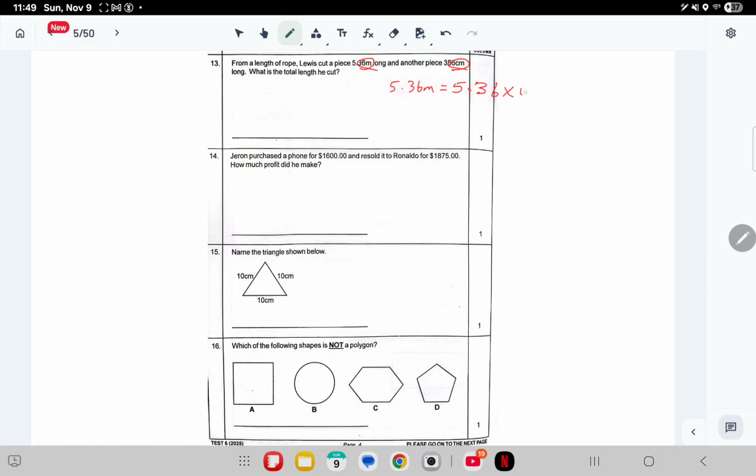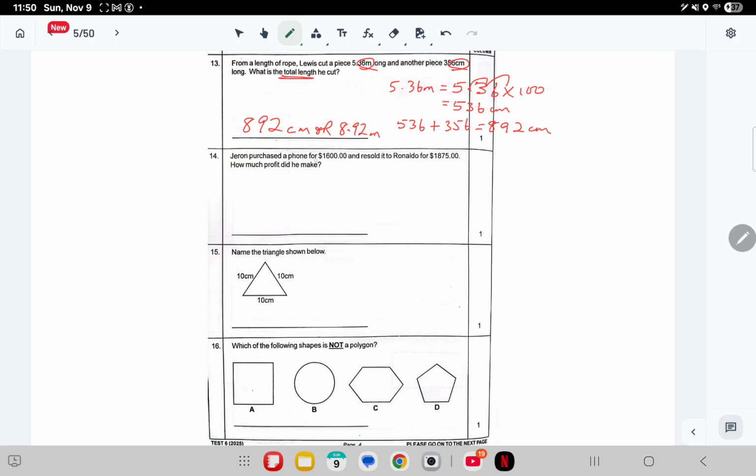To convert meters to centimeters, we multiply by 100. We know when we multiply by 100, we move the decimal point 2 places to the right hand side, 1, 2. So now this becomes 536 centimeters. To calculate the total, we add, so 536 centimeters, add 356 centimeters, and that will give us 892 centimeters. Or it could be 8.92 meters, right?